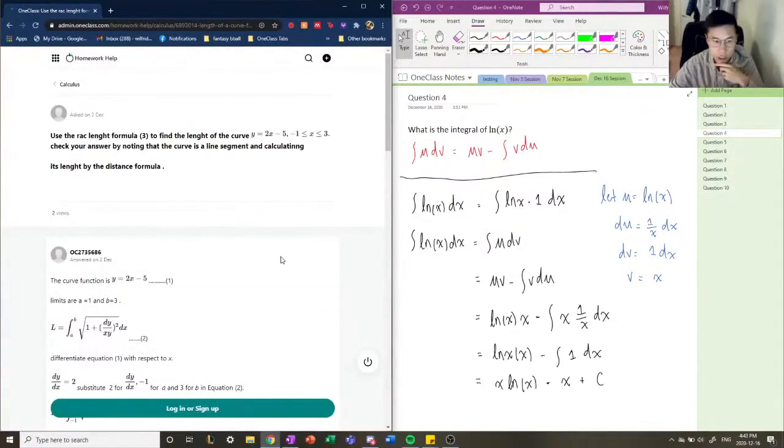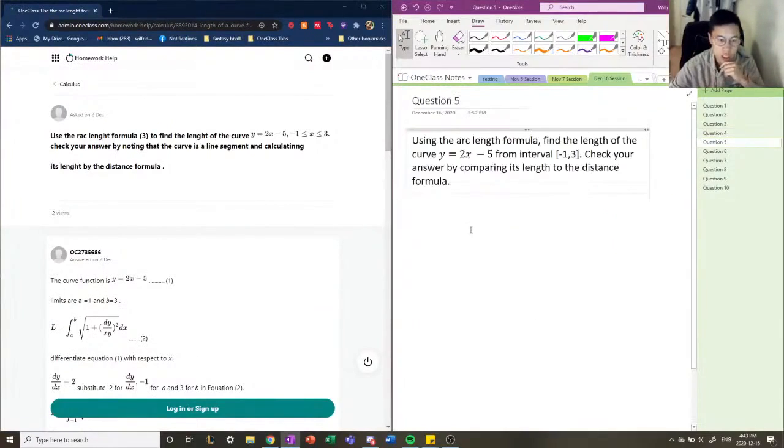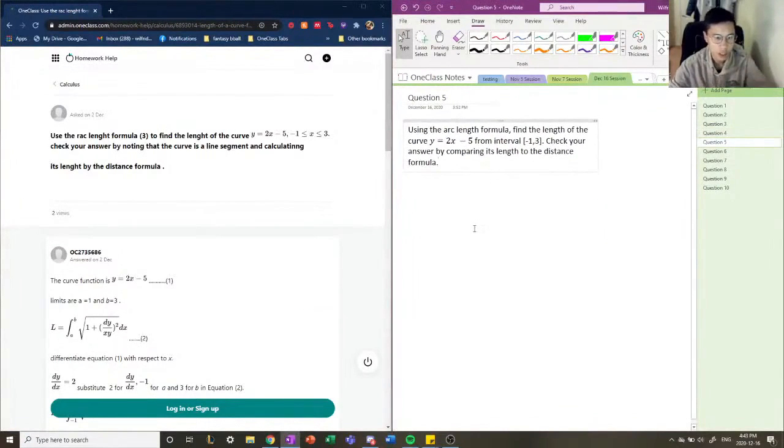Let's talk about the next question here. The next question reads: using the arc length formula, find the length of the curve y equals 2x minus 5 from the interval -1 to 3. And then let's check our answer by comparing its length to the distance formula.